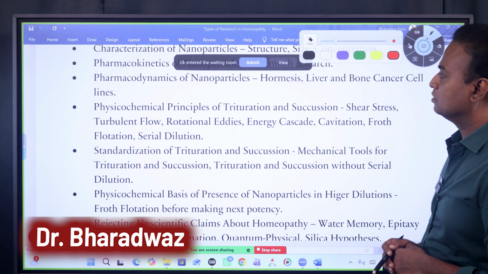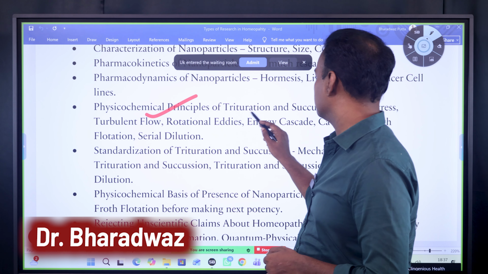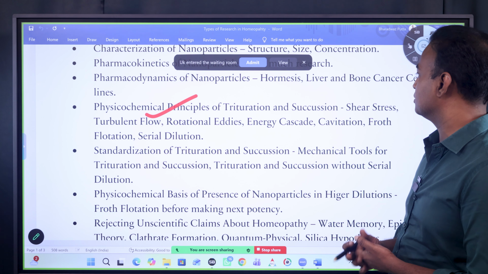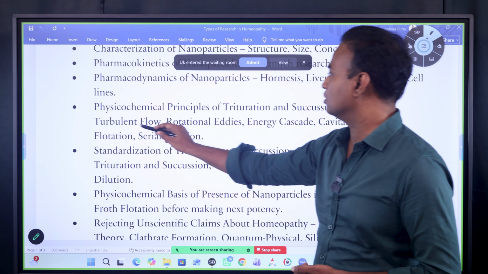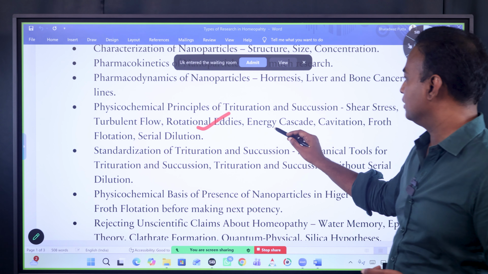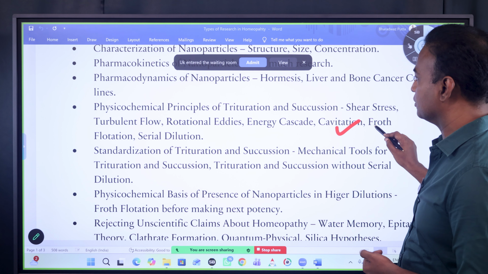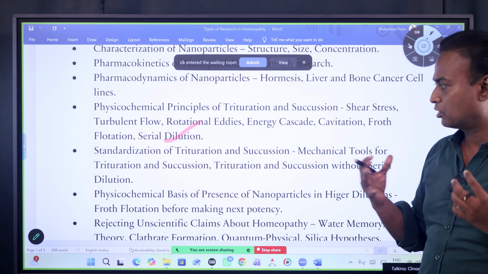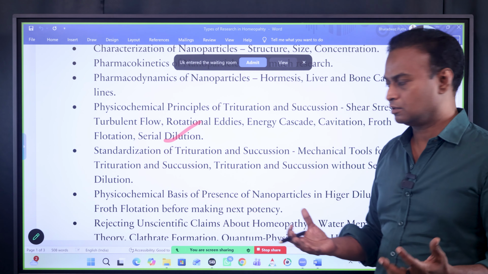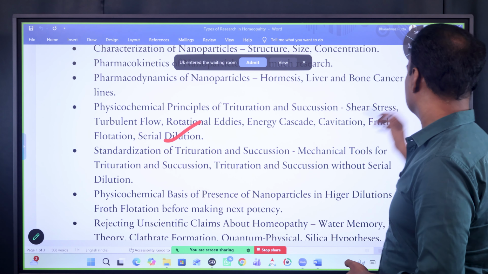What else comes under this? Physicochemical principles of trituration. What happens when the trituration is done? What happens when the succussion is done? What is shear stress, turbulent flow, rotational eddies, energy cascade, cavitation, froth flotation, serial dilution? These all contribute to the general knowledge of the homeopathic system of medicine.